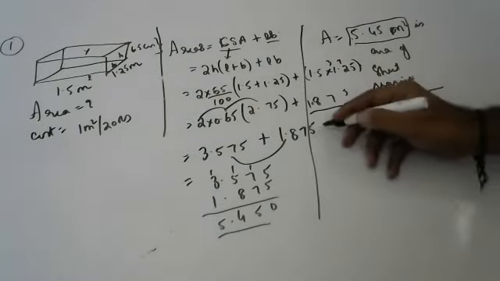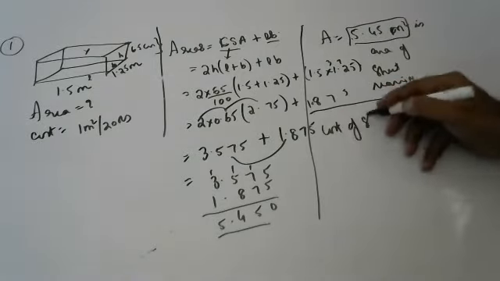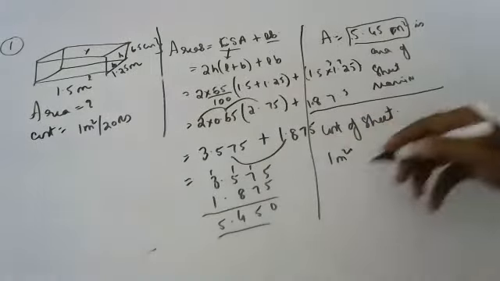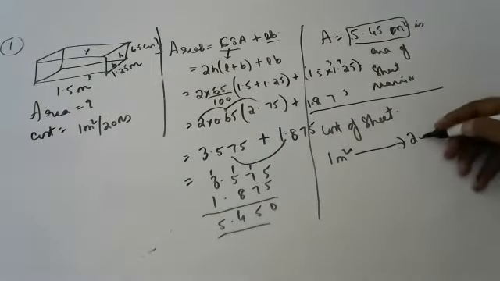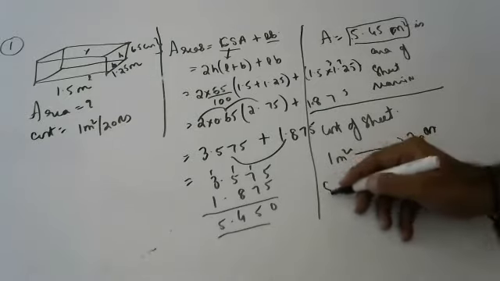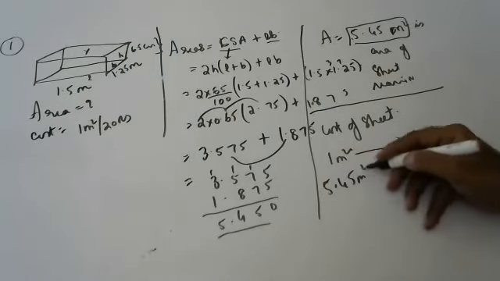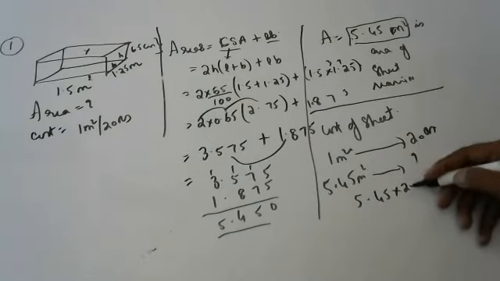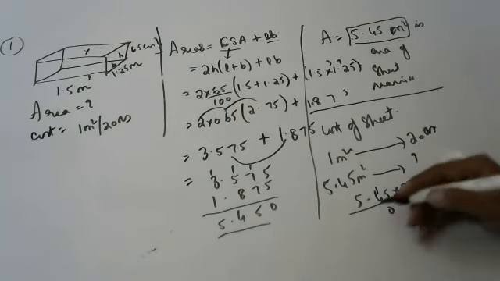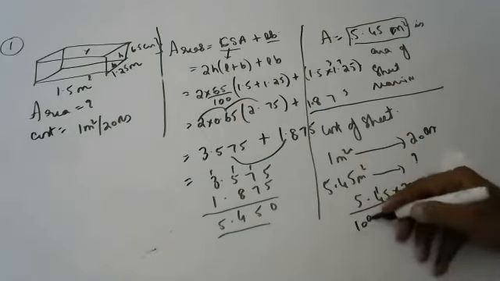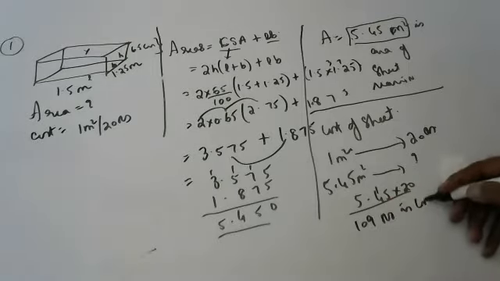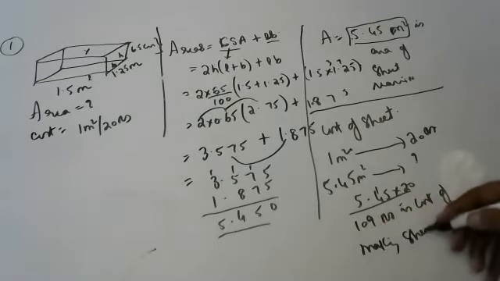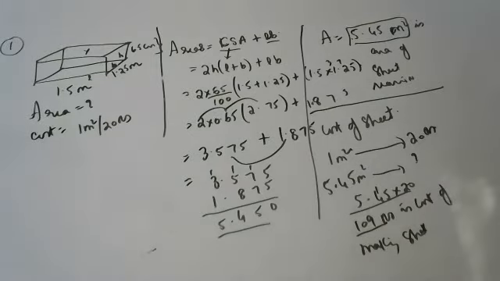Now, the cost of the sheet, children. He is saying 1 meter square is 20 rupees. What is the cost of 5.45 meter square? So 5.45 into 20 rupees is 109. 109 rupees is the cost of making the sheet.